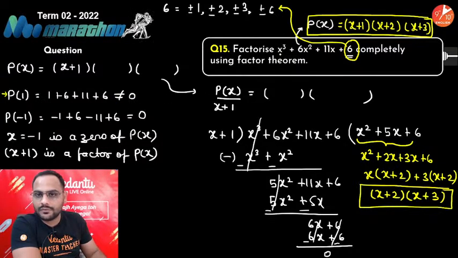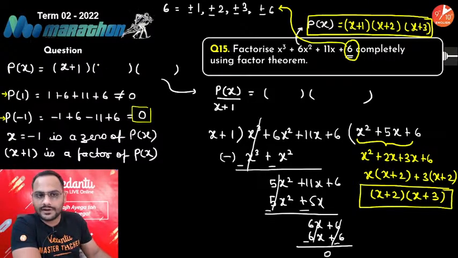Second, if I put x equal to minus 1, minus 1 cube is minus 1. Minus 1 square is 1, into 6 is 6. 11 into minus 1 is minus 11, plus 6, which is equal to 0. That means the value of the polynomial at x equal to minus 1 is becoming 0. So x equal to minus 1 is a zero, or you can say x plus 1 is a factor.